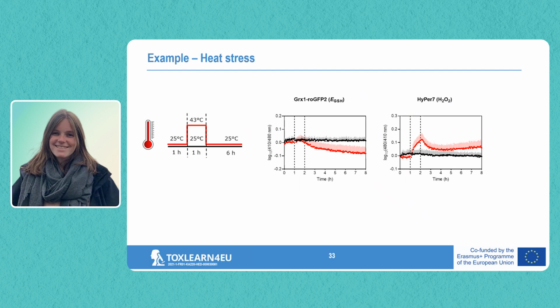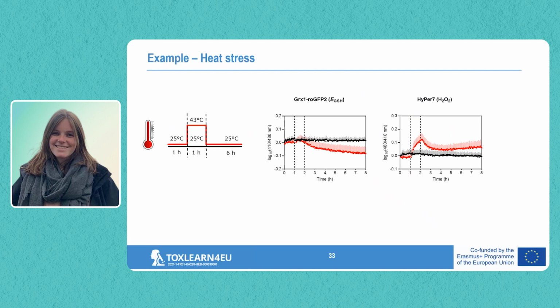And then just the last slide to show you that really these sensors allow you to dynamically monitor changes. What I did here is a recovery experiment. So I again brought the plants to 43 degrees for 1 hour. But then I reduced the temperature back to 25 degrees to see whether the plants would be able to recover. And you especially saw this very nicely with the Hyper 7 sensor. So as soon as I increased the temperature, the sensor started to oxidize. But as soon as I decreased the temperature again, the sensor started to get reduced again. So you can really follow these changes over time in the same plants.